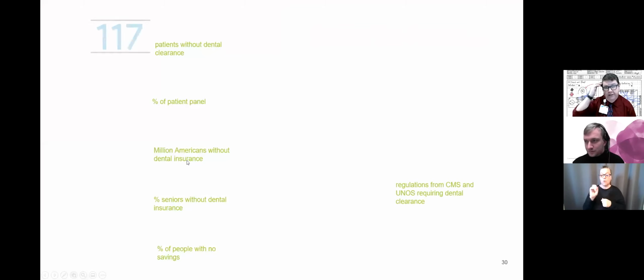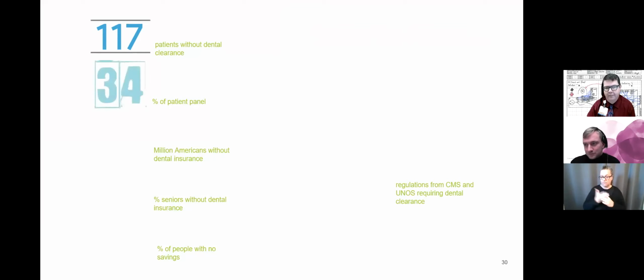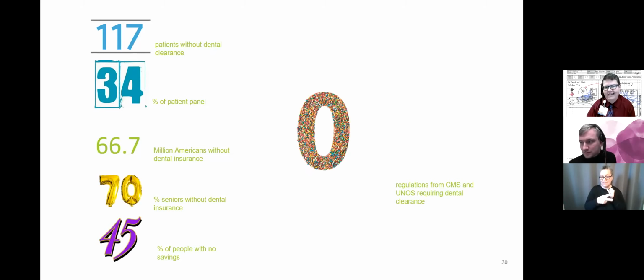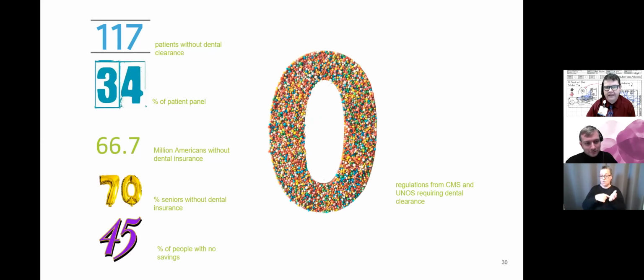Well, they started doing some research, and they found things like 117 of our delayed or inactive patients have no dental insurance and no dental clearance on file, which is 34% of our patient list. 66.7 million Americans don't have dental insurance at all. 70% of seniors age 65 and older also don't have dental insurance. 45% of Americans have 0 savings. And when families can't afford dental care, they skip it. And finally, there are 0 regulations that require dental clearance prior to a transplant.